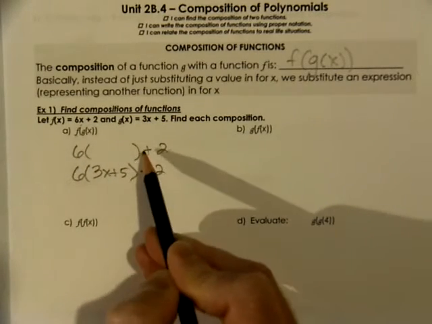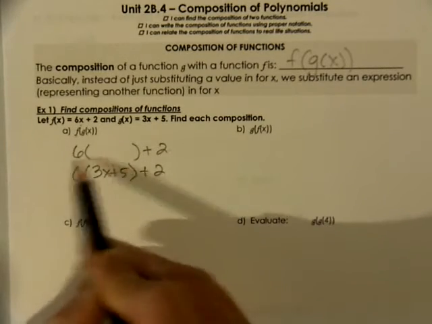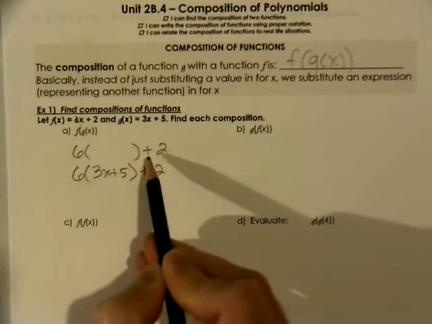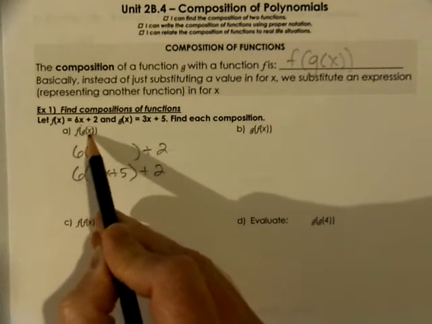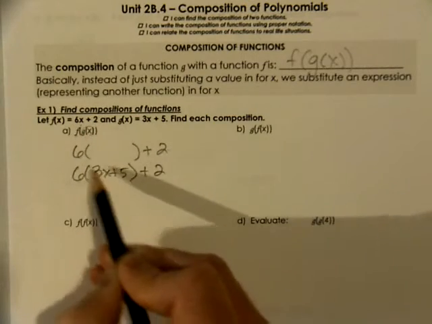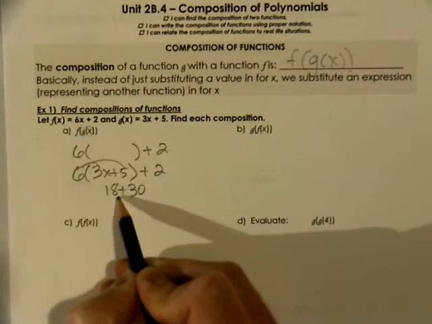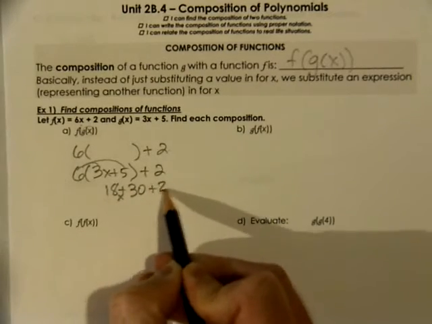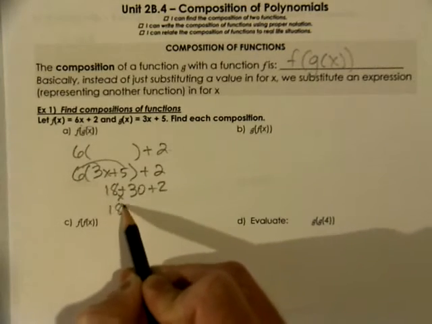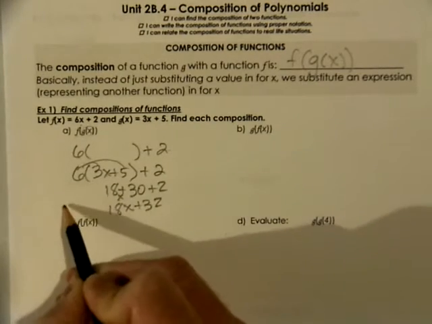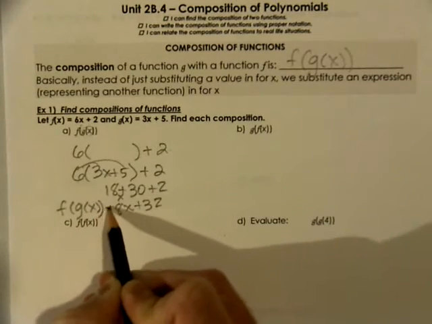You would probably plug it right into that line, but I just want to show you that it's almost two different thoughts. First you have your 6 times something plus 2, then you plug your g function inside the parentheses. Then you just go ahead and simplify it. So this is 18x plus 30, so 18x plus 32. That is your f of g of x.